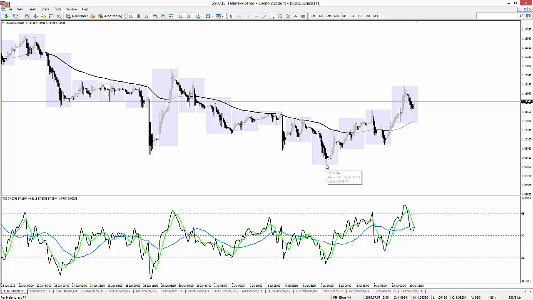So this is A to B, B to C, C to D, because this is X to A. This high still hasn't been taken out. So X to A, A to B, B to C, C to D. Are you with me? For you advanced pattern traders, this is an ABCD completion. Is this an advanced pattern? I don't know, but it could be.